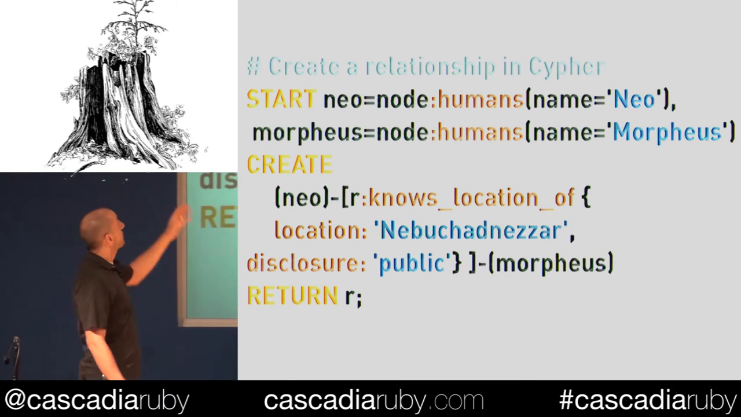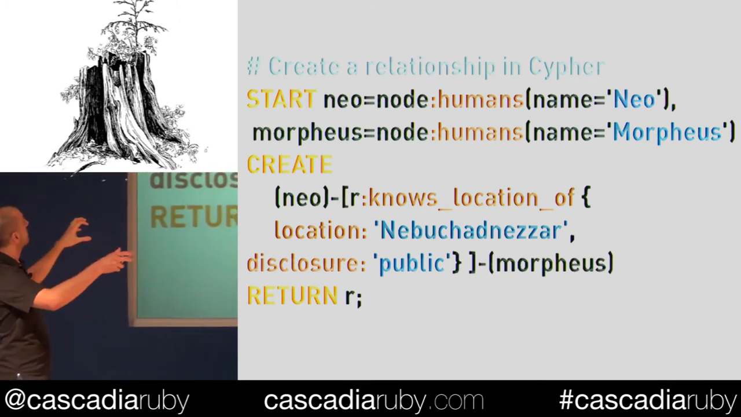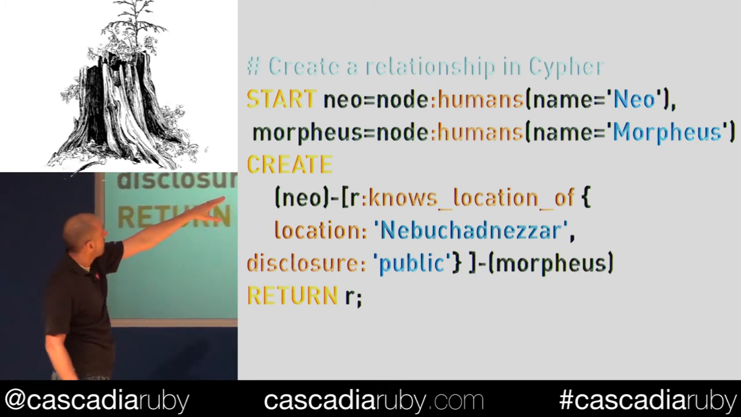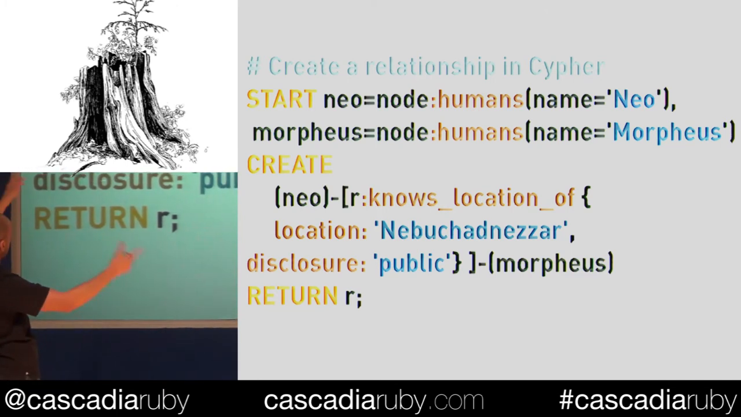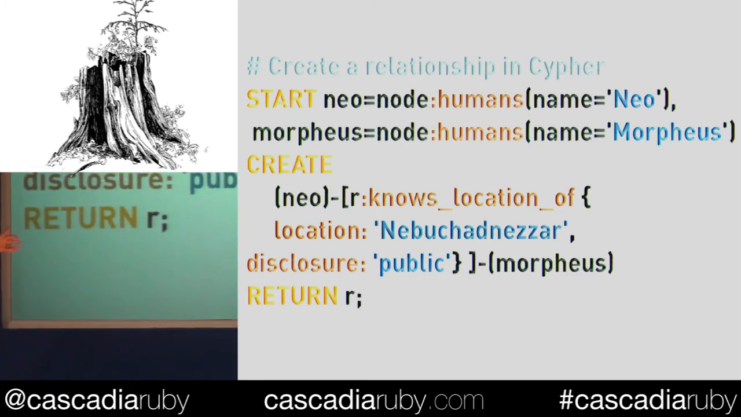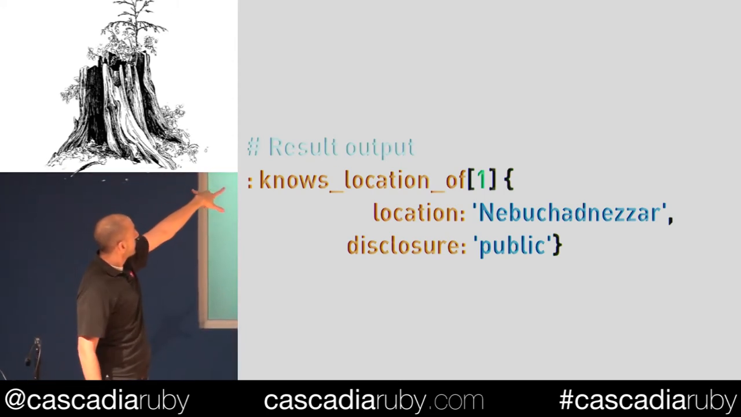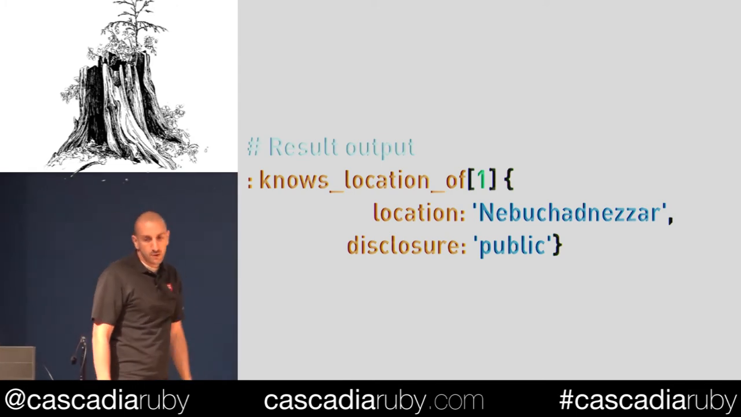To create a relationship, again, you find the nodes that you're interested in, the start and the end node, and then you say create. You say Neo, knows location of, you pass in the properties that you want, and then you say Morpheus, and then you're good to go. And then you return r, and it would look something like this. It gives you the knows location of, which is the type of relationship, the ID, and then its properties. Pretty straightforward.